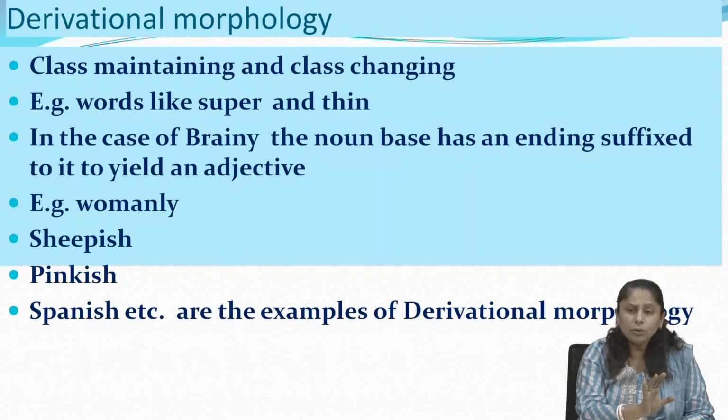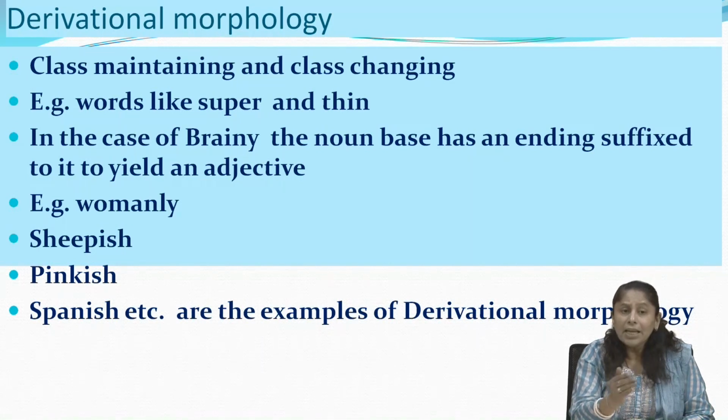Now finally you are going to learn derivational morphology. Class maintaining, class changing, these are the words. For example, words like super and thin. In the case of brainy, the noun base has an ending suffixed to it to yield an adjective. For example, womanly, sheepish, pinkish, Spanish. Class maintaining, that is also an example of class changing, class maintaining.